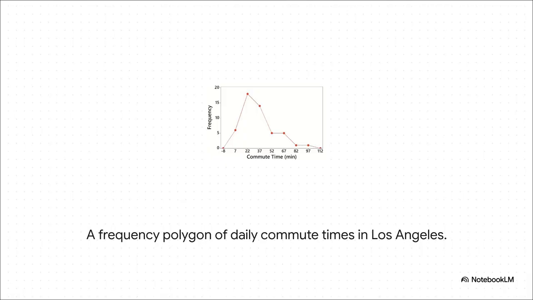So here, the frequency polygon shows us the shape of commute times. We can easily spot the peak. The most common commute time is around 22 minutes, and then we can watch how the frequency of longer commutes just kind of drops off.